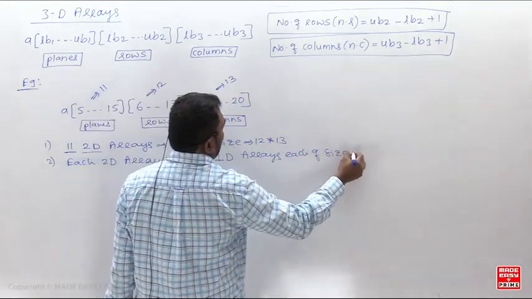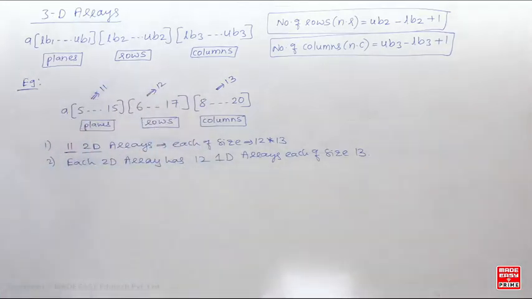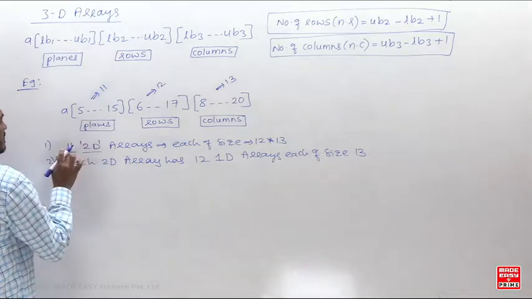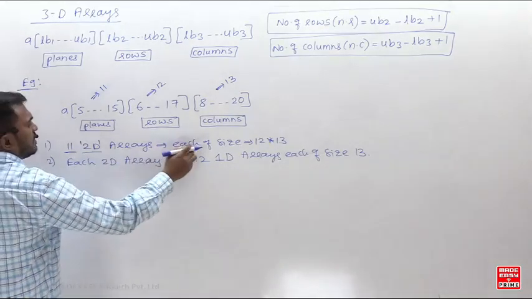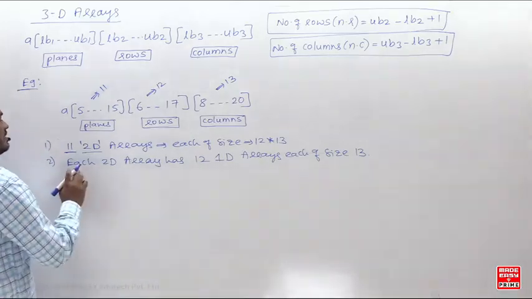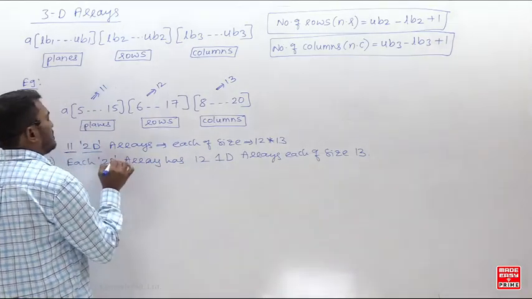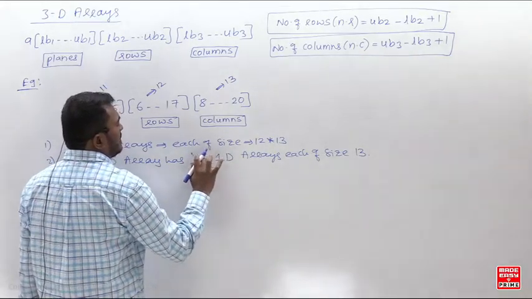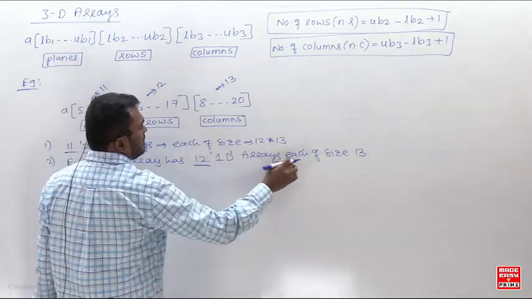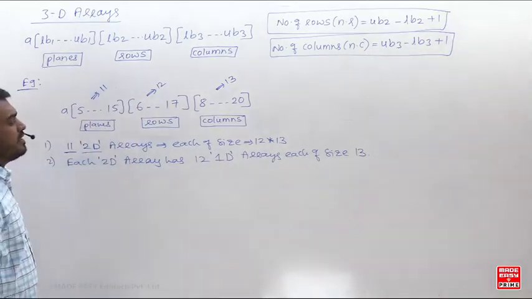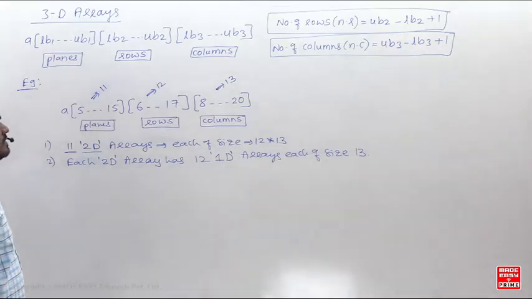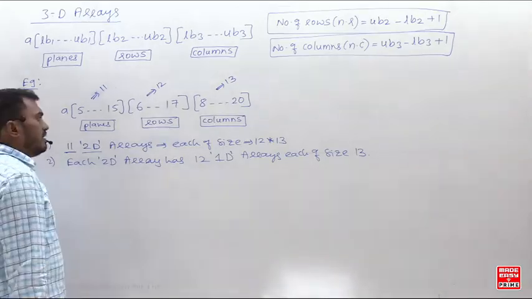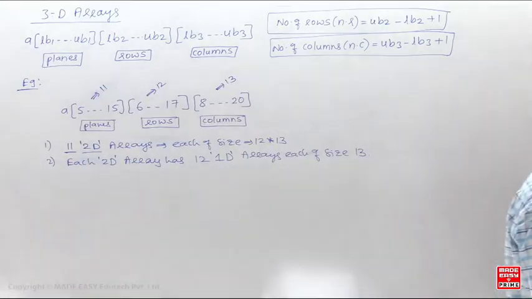Each of size 13. No doubt. 11 2D arrays. Don't confuse. Separately copy karo. 11 2D arrays, each of size 12 into 13. And each 2D array has 12 1D arrays, each of size 13. Write it in colons. With the diagram you will understand. Don't worry.